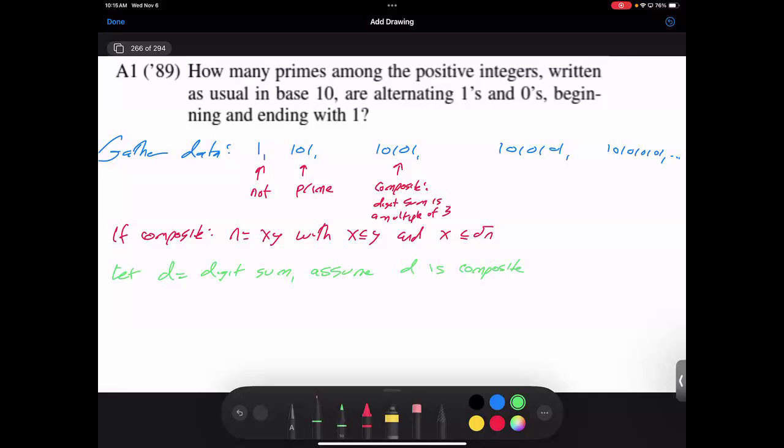What do you think we could conclude? So imagine, for example, let's say D equals 6. So we have 10101. Oh, okay, 6 is a multiple of 3. I'll do 10 ones: 1 1 1 1 1 1 1 1 1 1.